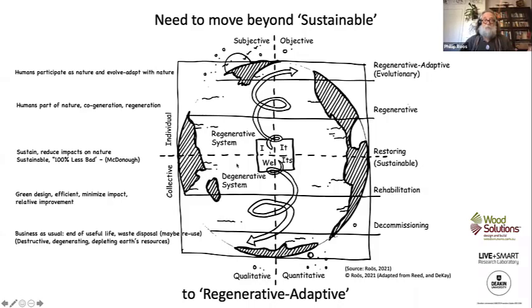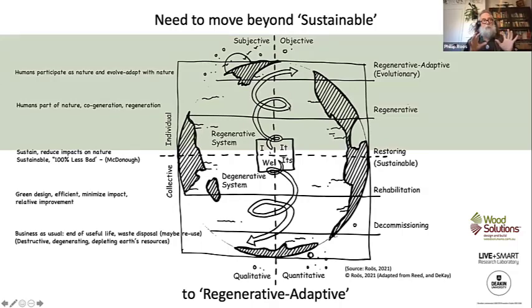Whatever we do, we still take resources from the earth to sustain a sustainable state. What we have to do is move above and go up the spiral to regenerative thinking, not just restoring but regenerating our systems, and then move further to a regenerative adaptive context, what I call the evolutionary state, where we as humans become and participate and act as part of nature, and evolve and adapt with it. That is this top area that is really important.